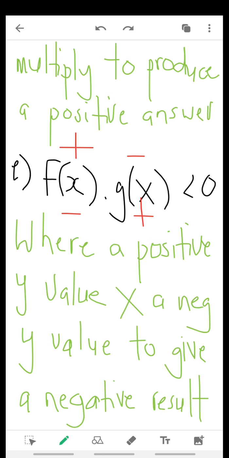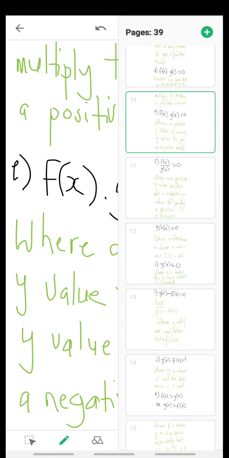Most of the time this happens when one function is above the x-axis and the other one is below the x-axis, because they will have different y values, such that when you multiply the y values, they give you a negative. And in that case, the x values which fall within that boundary will be our solution. Very, very important. Now, let us go to the sixth case.